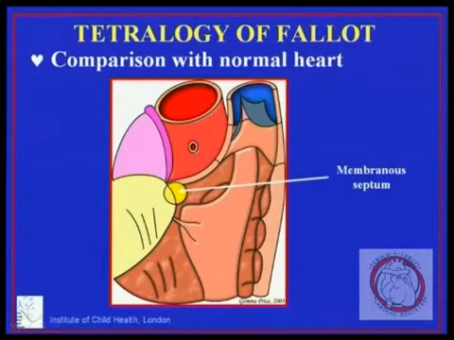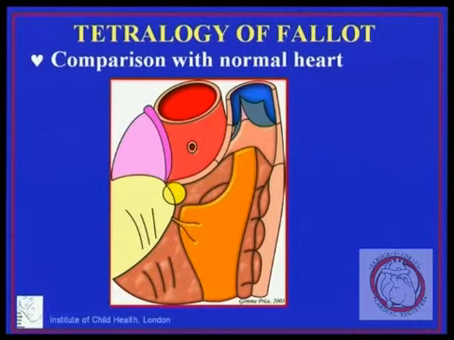And what we see shown in yellow is the membranous septum, and as you can see, the hinge of the tricuspid valve crosses the membranous septum, dividing it into atrioventricular and interventricular components.